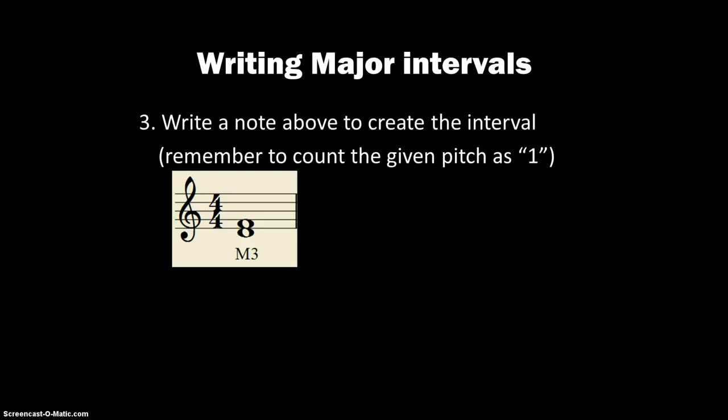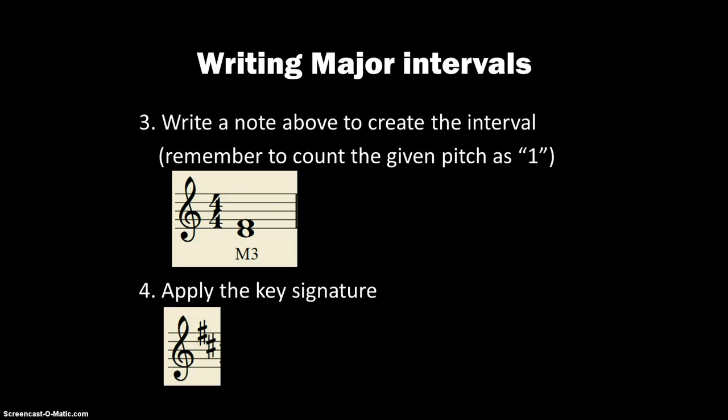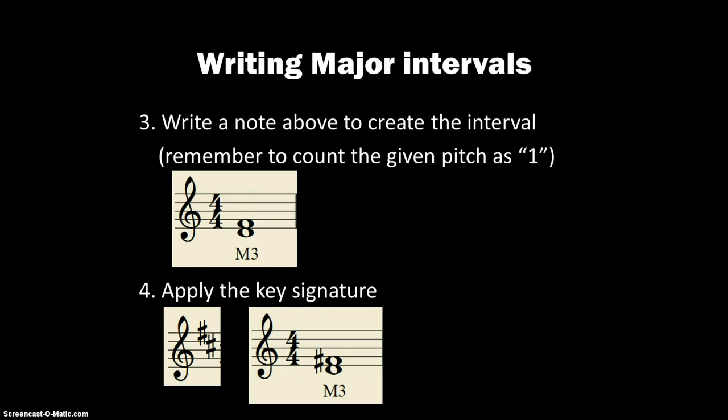So D, E, F. F would be a third. Next, we're going to apply the key signature to that top note. We know the key of D has F sharp in it, so we're going to add an F sharp. Then we're done. We know that that is now a major third.